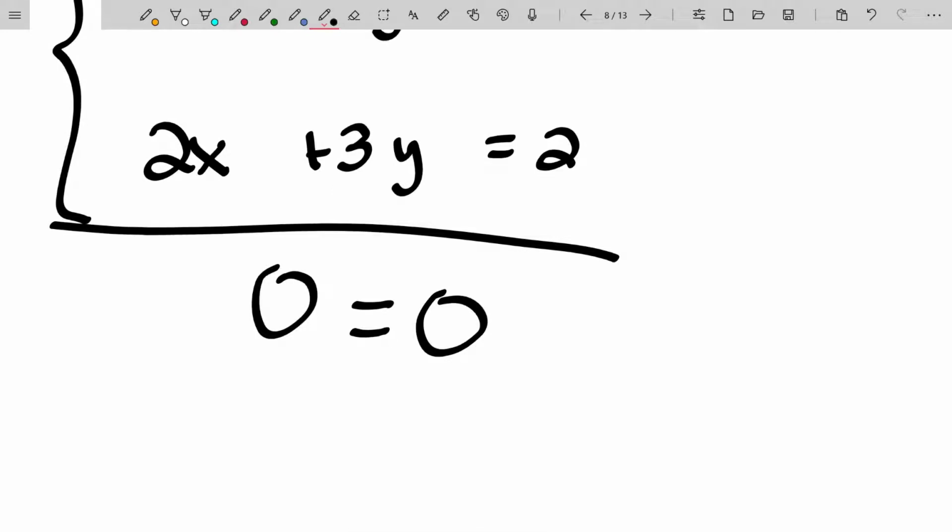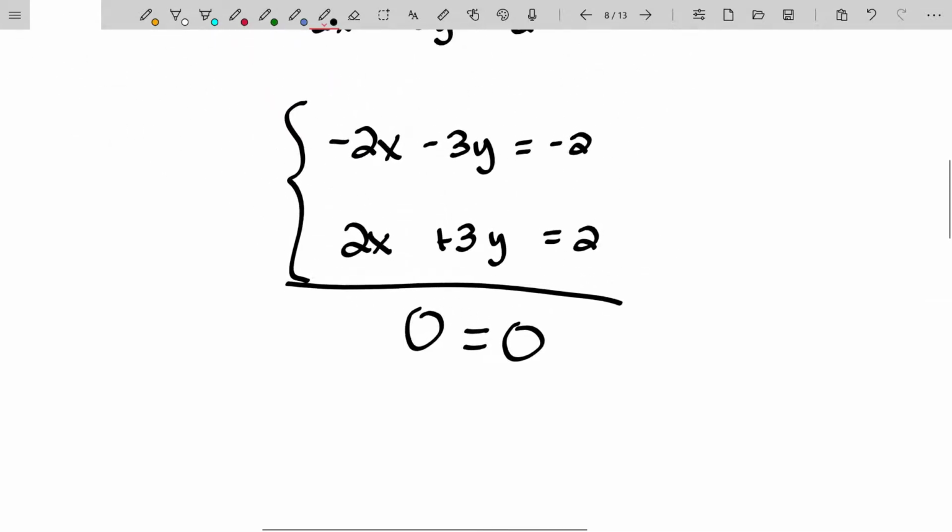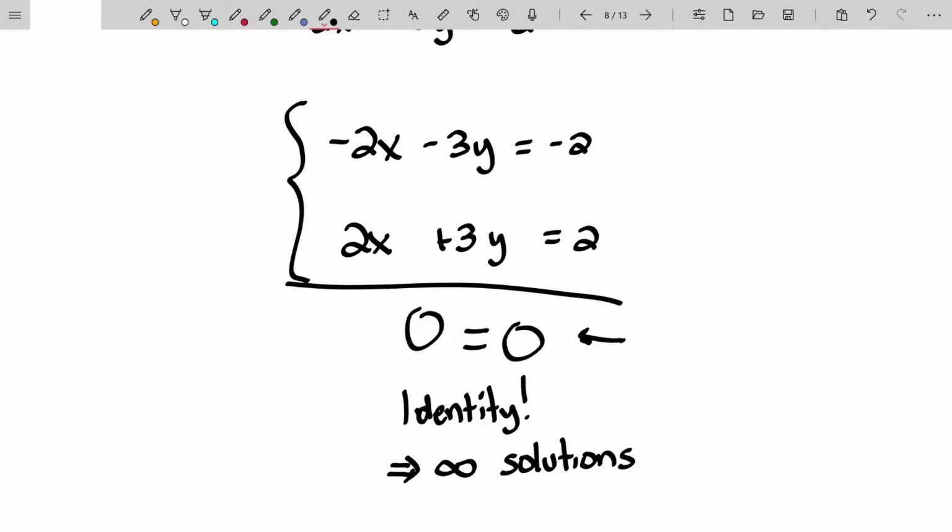Now that's where Algebra 2 ends, is when you get to this point and you say, oh, there's an infinite number of solutions because this is always true. But where college algebra picks up is, if you have an identity like this, then you do know you have an infinite number of solutions. But I want to be able to write what the solutions look like.